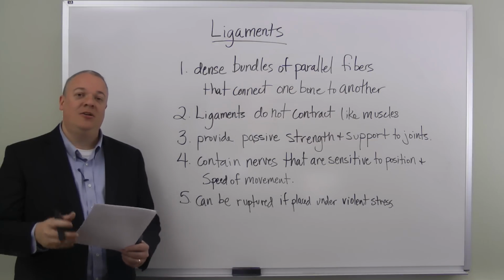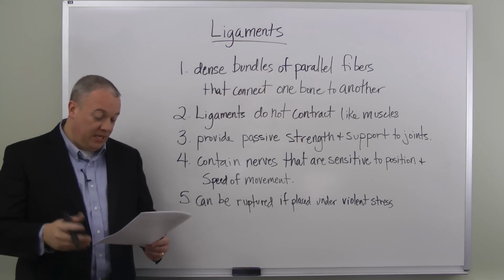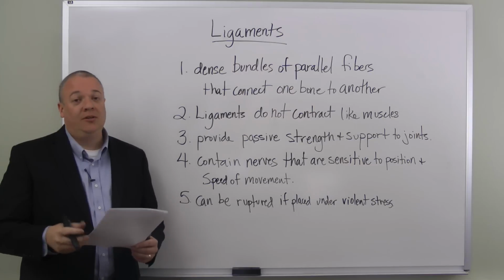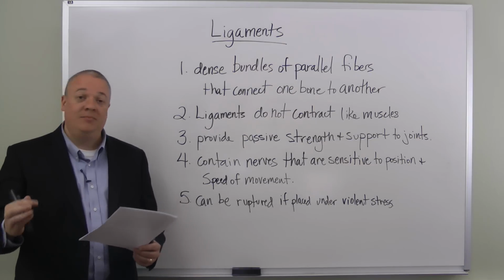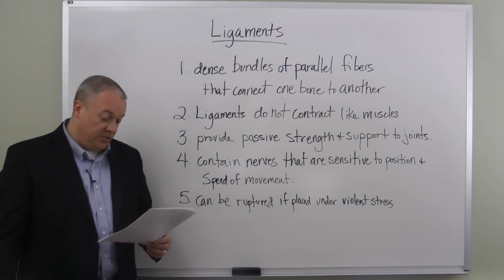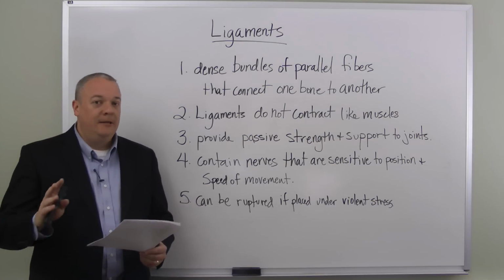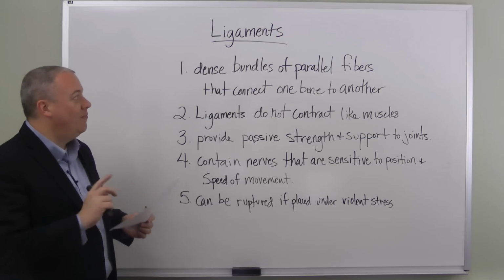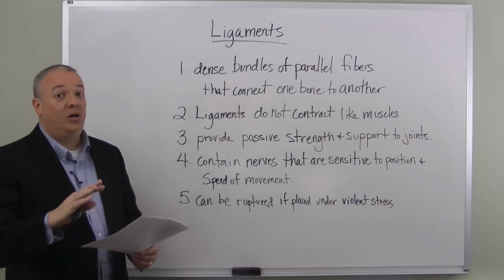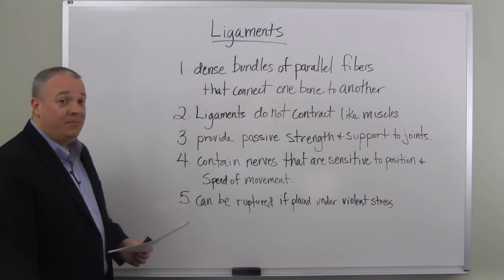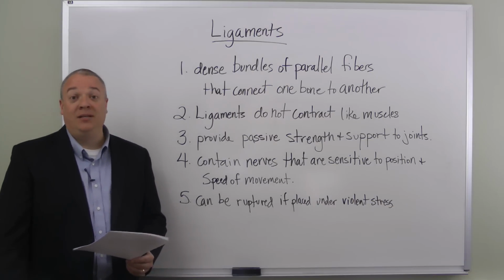So where the bones come together in the joints, the ligaments would be part of the joint capsule. Although they are not always in the joint, they sometimes connect directly to the bones and other nearby bones as well. But ordinarily they are part of the joint. So dense bundles of parallel fibers that connect one bone to another. Now ligaments do not contract like muscles.